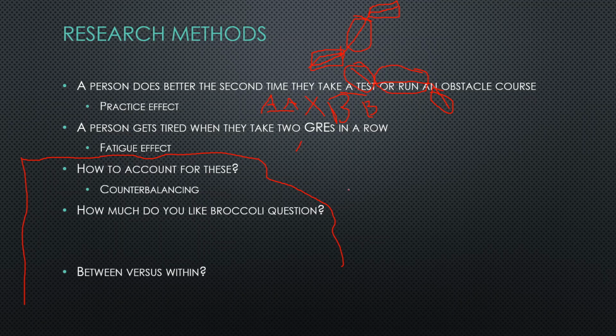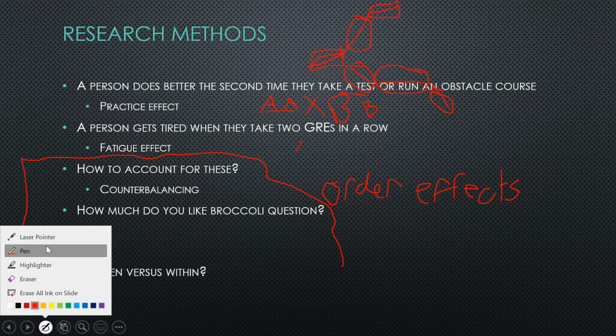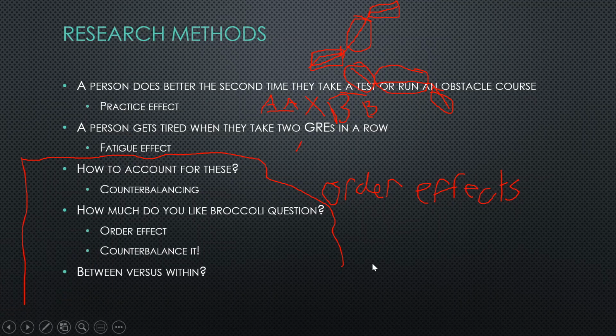So now, counterbalancing. This is good for order effects, is what I'm missing there. Order effects are when you have a question before another, and the first question is going to impact the second question. Okay, so now it's time to talk about the broccoli question. The broccoli question is an order effect, and you need to counterbalance it.